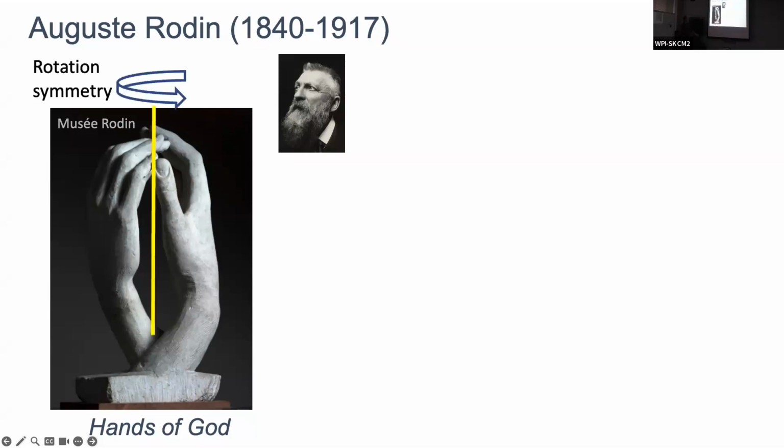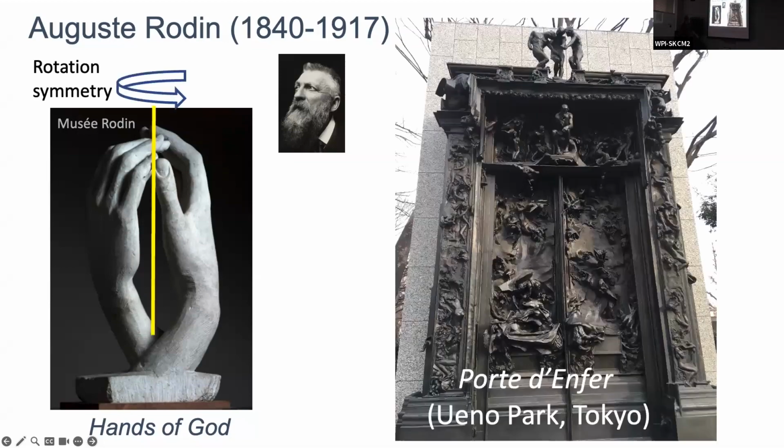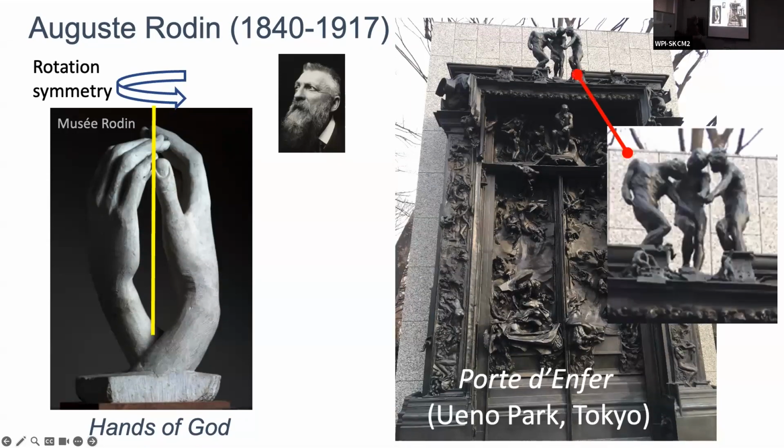Rotation is easy, reflection is hard. And Rodin cheated like this all the time. This is his masterpiece, The Gates of Hell. There are 7 castings of it in the world. The one I saw is in Ueno Park in Tokyo. And you can see the 3 figures on the top. It's the same figure, cast 3 times, just rotated, right? A lot easier to make one cast, repeat it, and rotate. Reflection requires a whole new sculpture.